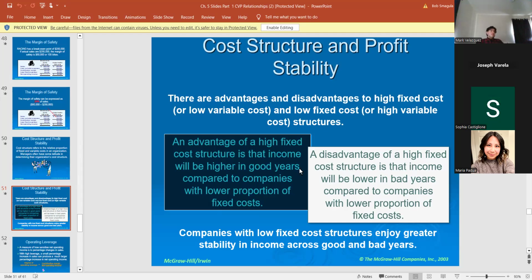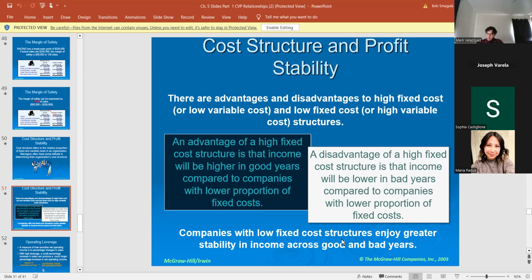If you have high fixed costs, in other words, if your total costs are $1 million, but the fixed costs are, say, 700, you have an advantage in that income will be higher in the good years, with a lower proportion of variable costs. You will have better results when the company is doing good. A disadvantage is, what if the company starts losing money? Well, you're going to lose more and more rapidly.